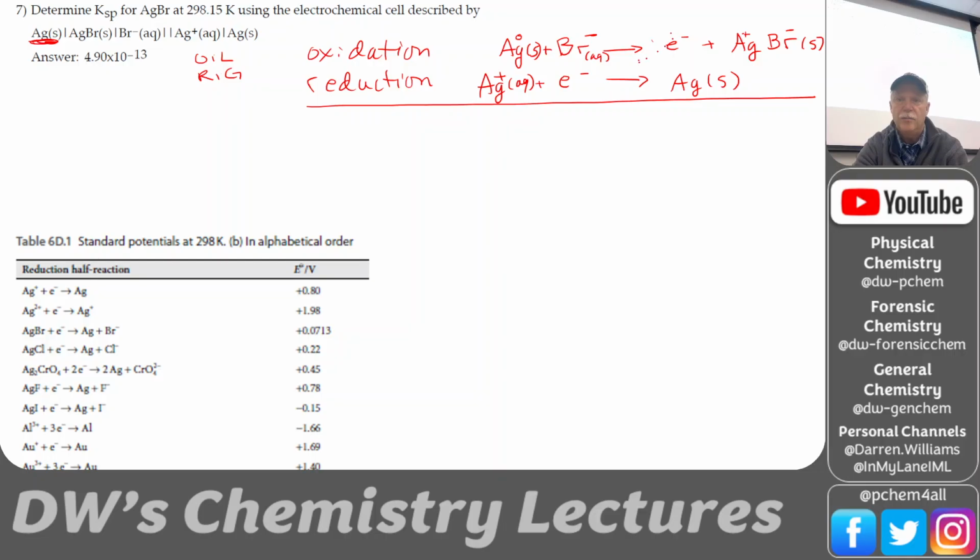So do you see how this produces an electron and it consumes an electron? So the electrons are gone. And this consumes a silver solid on this side and produces a silver solid on that side. So the silver solid is gone. And so we have this net reaction, Ag+ aqueous plus Br- aqueous gives AgBr solid.